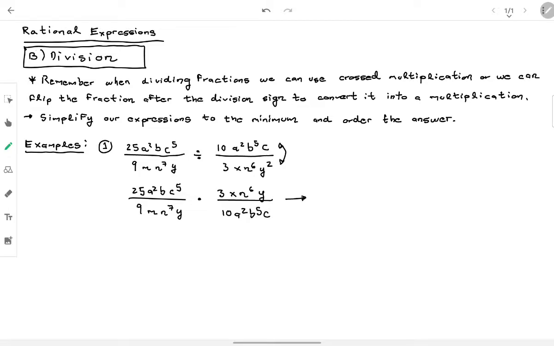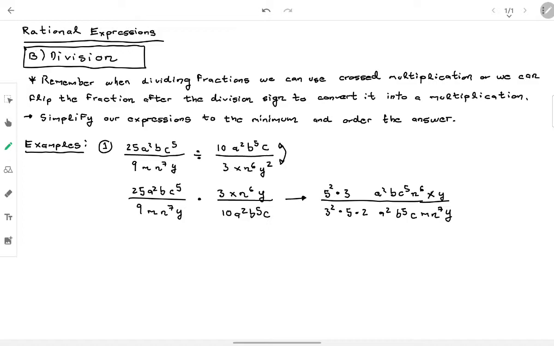So remember, after doing it, we will have only one fraction. We can decompose the numbers. 25 is 5 squared, the 3 is already the simplest one, 9 is 3 squared, 10 is 5 that multiplies 2. What about the letters? It's going to be a squared, b, c to the 5, n to the 6, x and y. And on the bottom it's going to be a squared, b to the 5, c, m, n to the 7, y. So remember, after that we can simplify it.